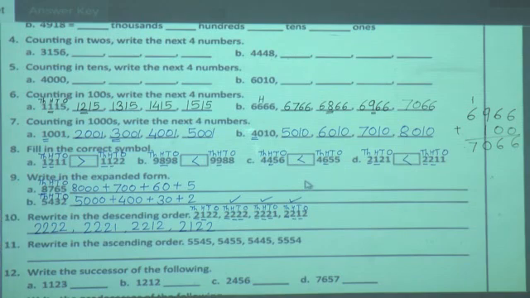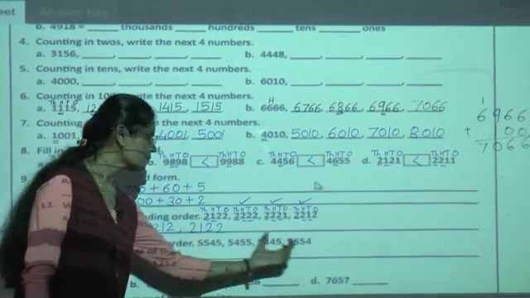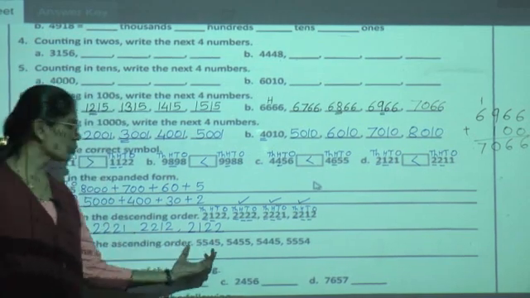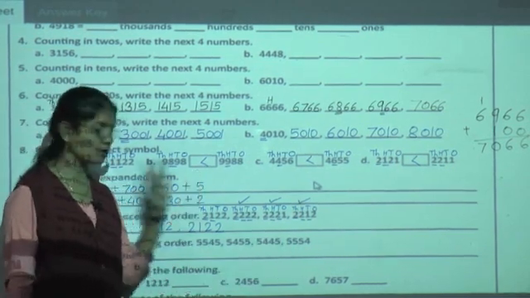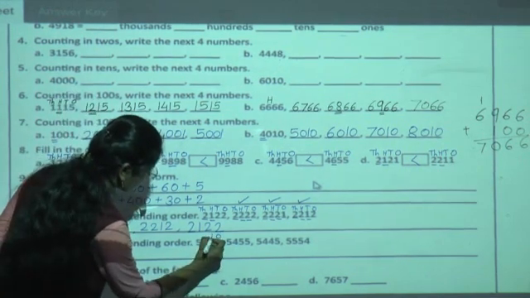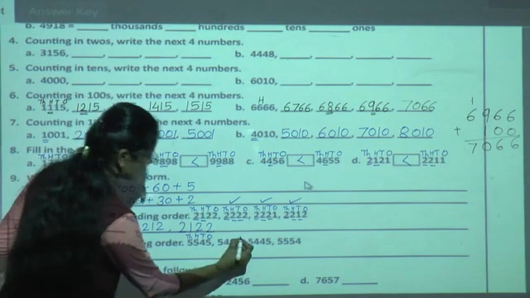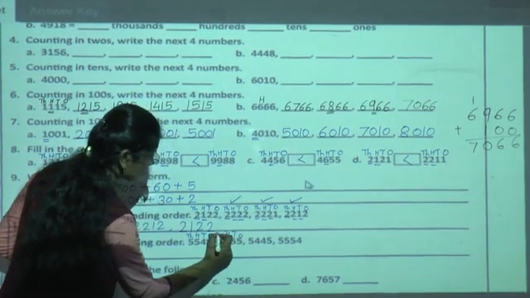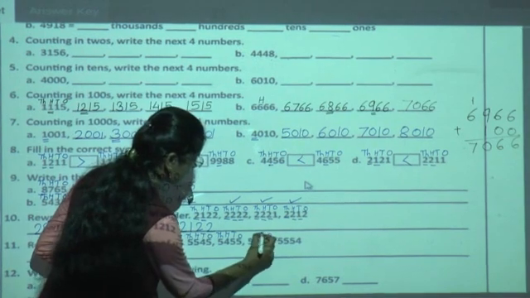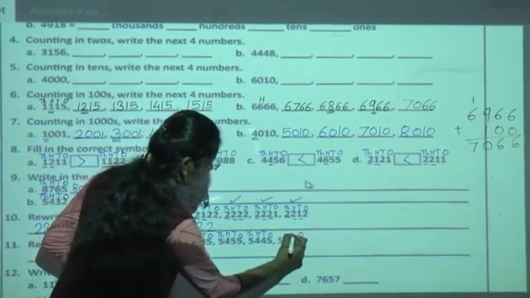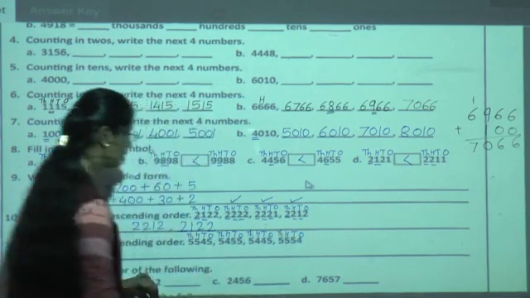Are you getting? Okay. Now see the next question, rewrite in the ascending order. Now what is meant by ascending order? Ascending order means we have to arrange the numbers in an increasing order. Increasing order means from smallest to biggest we have to arrange the numbers. Means among these 4 numbers we have to see which one is the smallest number. Okay. Now see the ones, tens, hundreds, thousands for each number.